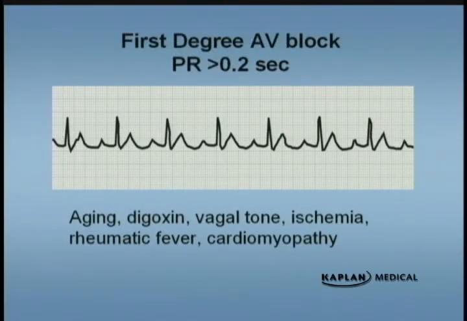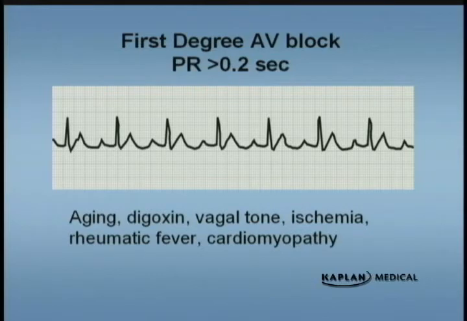First-degree AV block is defined as a PR interval greater than 0.2 seconds. That means the PR interval is greater than one big box. Okay? The PR interval, you measure that from the very beginning of the P wave to the very beginning of the QRS. And that's the PR interval.